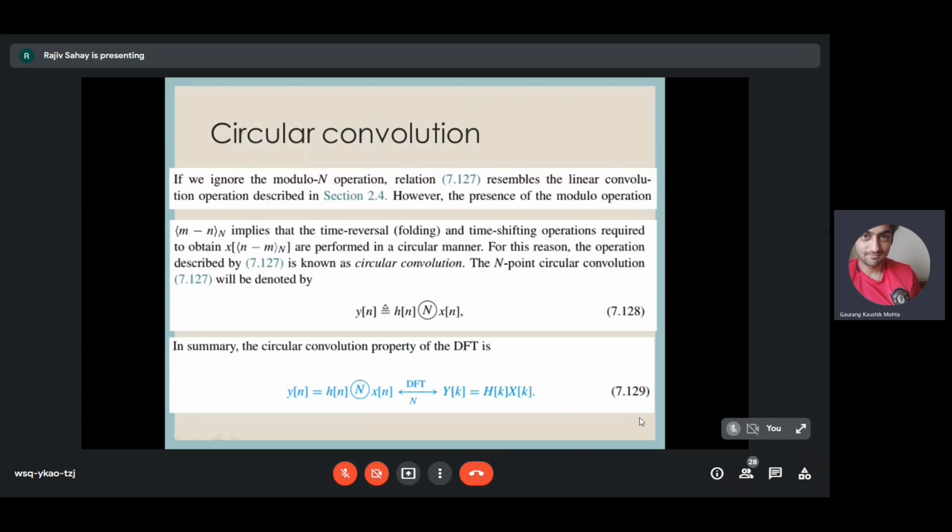So this is the final DFT pair. So h of n circularly convolved with x of n. If you take the DFT of that, you will get the product of the DFT coefficients.